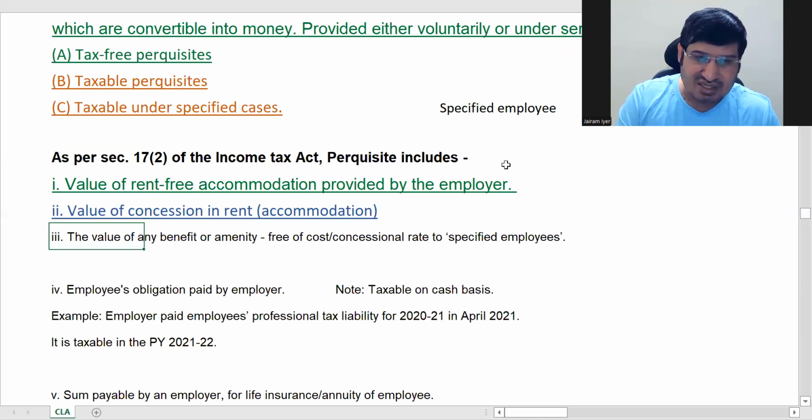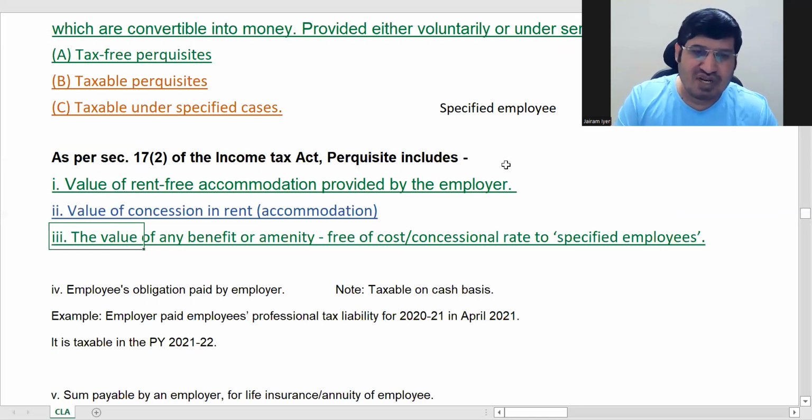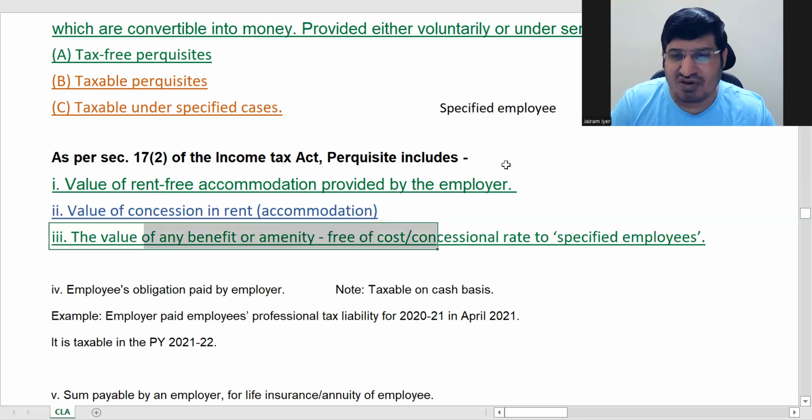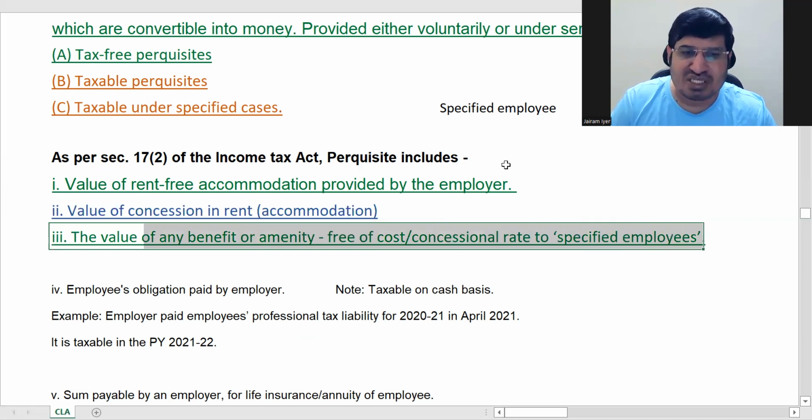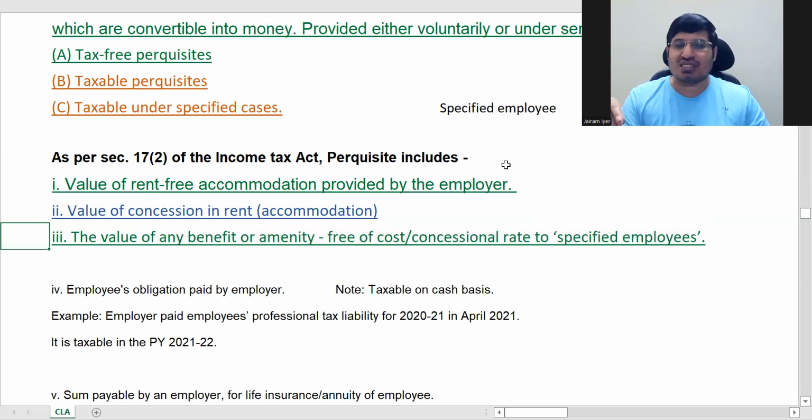Third one is value of any benefit or amenity provided free of cost or at concessional rate to specified employees. This will be chargeable to tax only for specified employees. What are the things chargeable to tax only for specified employees? We'll be seeing as we go ahead in various things. Certain things will be taxable only to specified employees, and at the end of the session, we'll have a list of everything which is taxable to specified employees.